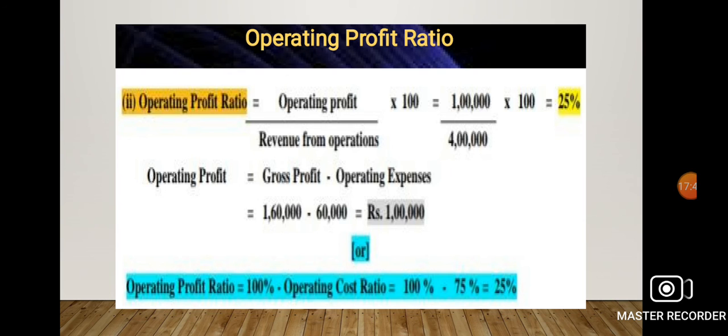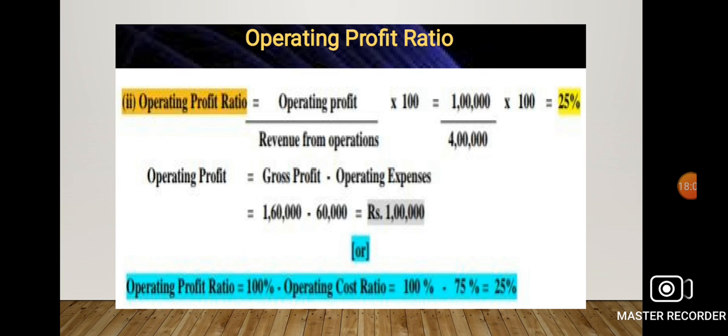Therefore, what is the formula of operating profit ratio? Operating profit divided by revenue from operations into 100. So operating profit 1 lakh divided by revenue from operations 4 lakh into 100, so we get 25%. So this is the operating profit ratio value.